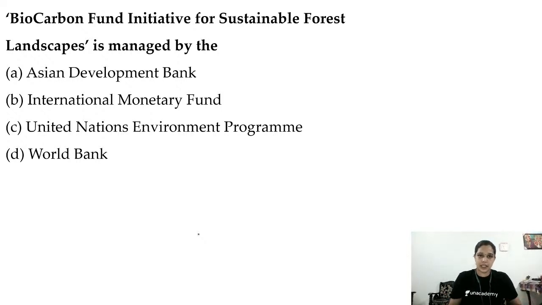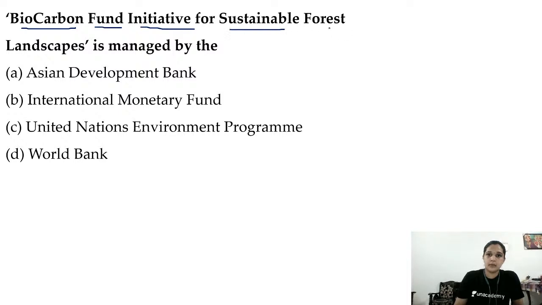Biocarbon Fund Initiative for Sustainable Forest Landscapes. Fine. So this is managed by whom? Asian Development Bank will not come because it is a regional bank. Do you see any regional terminology here? No. International Monetary Fund.